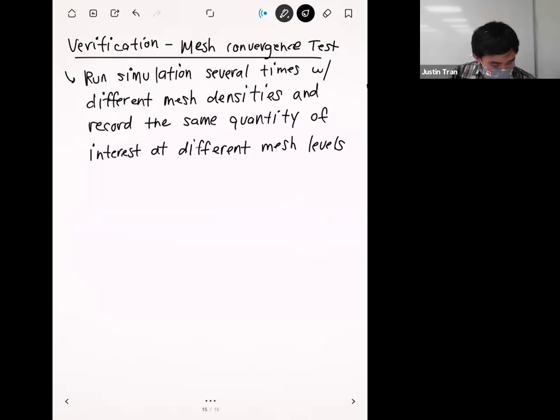And when you don't have convergence in your solutions, what we say is that you have numerical errors in your solutions.